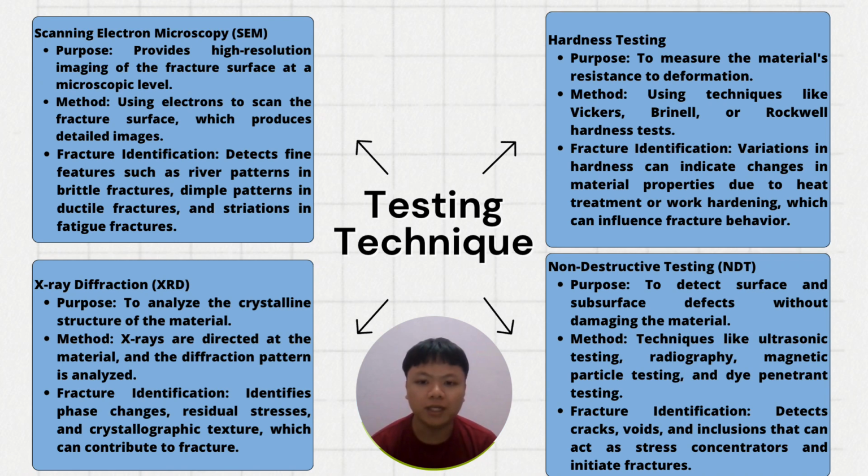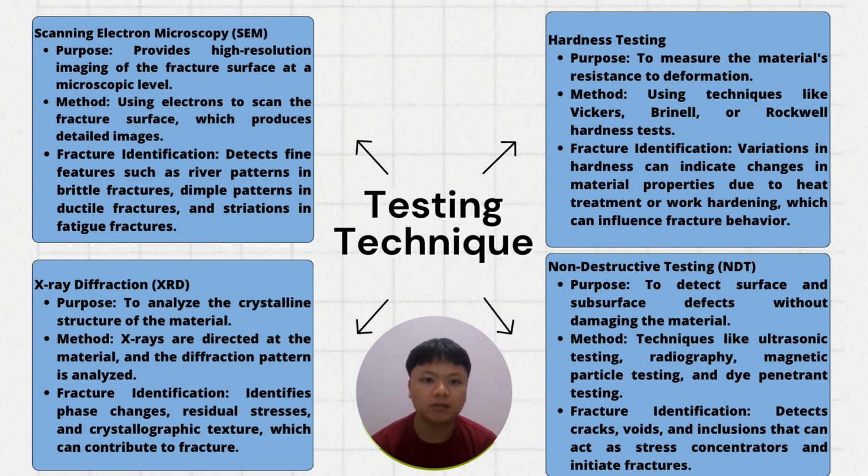The second technique is X-ray diffraction (XRD). It is used to analyze the crystalline structure of material. X-rays are directed at the material and the diffraction pattern is analyzed. It can identify phase changes, residual stresses, and crystallographic texture, which can contribute to fracture.